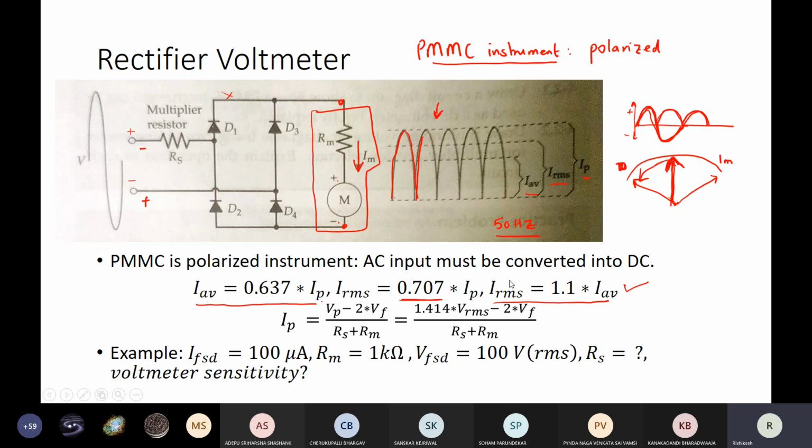So usually the meters are calibrated. Is the screen visible? I actually shared it again. Now it is visible. Yes, it's visible. Okay.